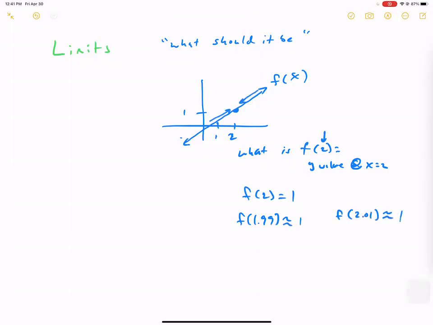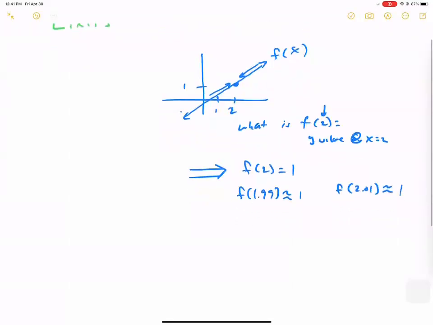My point here, it seems kind of weird, and I'm kind of belaboring the point, but what does it look like? It looks like 1. When x is 2, the y value looks like 1. Everyone is kind of in agreement about that? And in math, this is the statement that we use. We say, what does a function look like at 2? What is it at 2? If I could plug in 2, we should get 1.